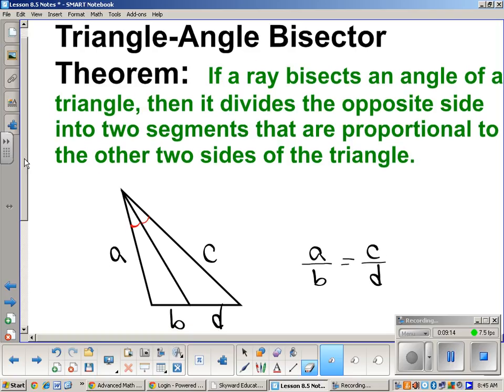The triangle angle bisector theorem. I'll read it and I'll let you copy it down. If a ray bisects an angle of a triangle, then it divides opposite sides into two segments that are proportional to the other two sides of the triangle.